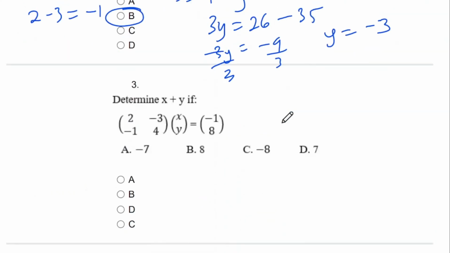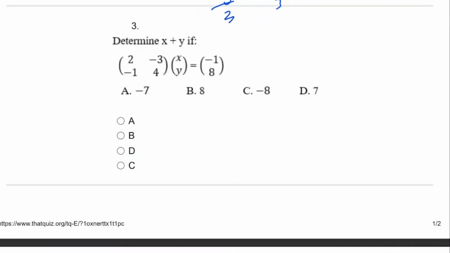Then go to question 3. So that is what refers to as equality of matrix. Then question 3, we have determine x plus y. Now we're going to find the value of x, find the value of y. So to do this, let's multiply this out. That will be 2 times x, that will be 2x, plus minus 3 times y, that is minus 3y. Then that will be equal to minus 1.